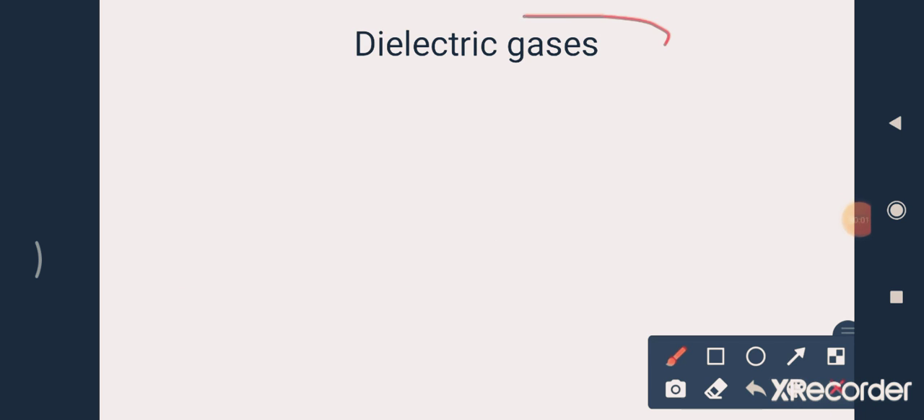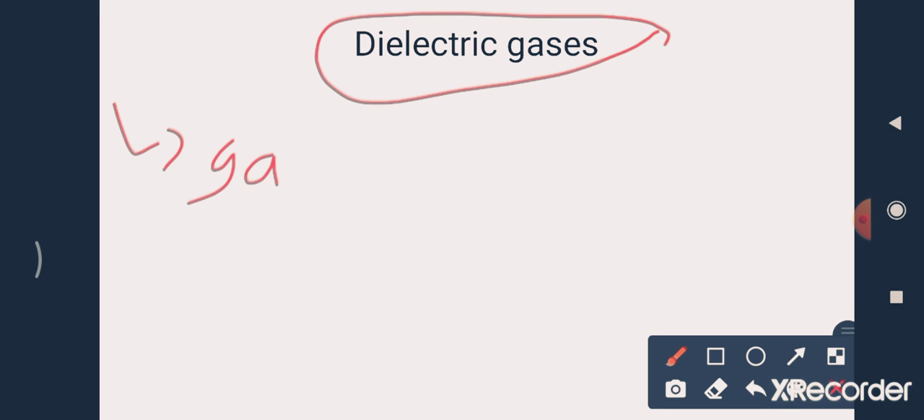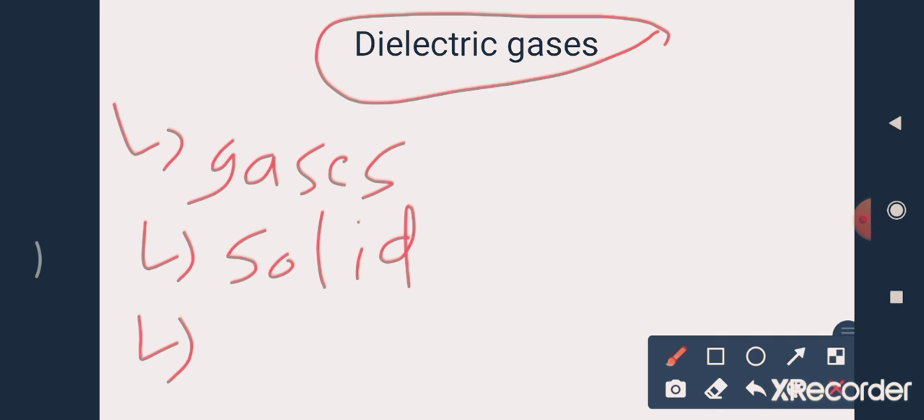Next point is dielectric gases. The classification of dielectric material is into three types. First is gases. Second is solid. Third is liquid.